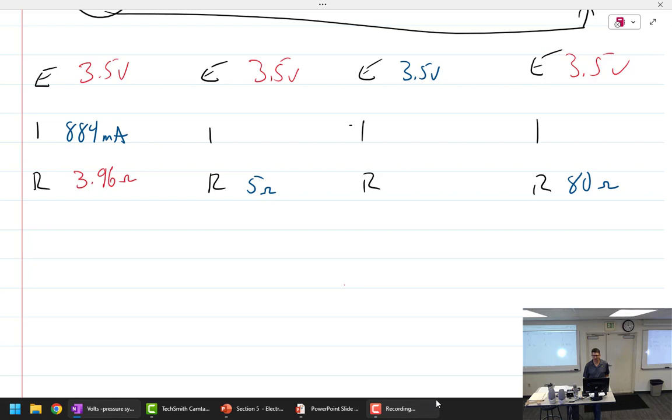All of the rest of the I's, 3.5 divided by whatever the resistance is. It's 5. What'd you guys get for this one? 0.7 amps. Okay, 0.7 amps. Well, I can't do anything there. How about this one? 43 milliamps. Okay. Well, now what?